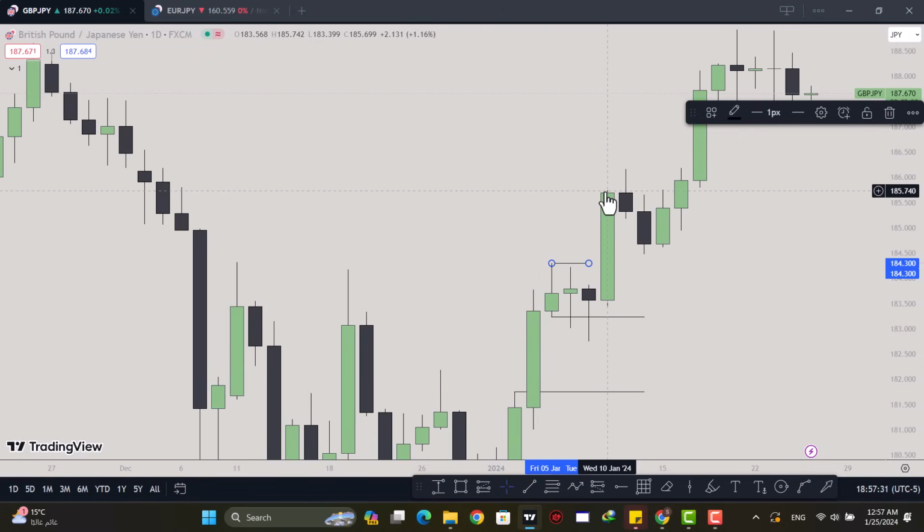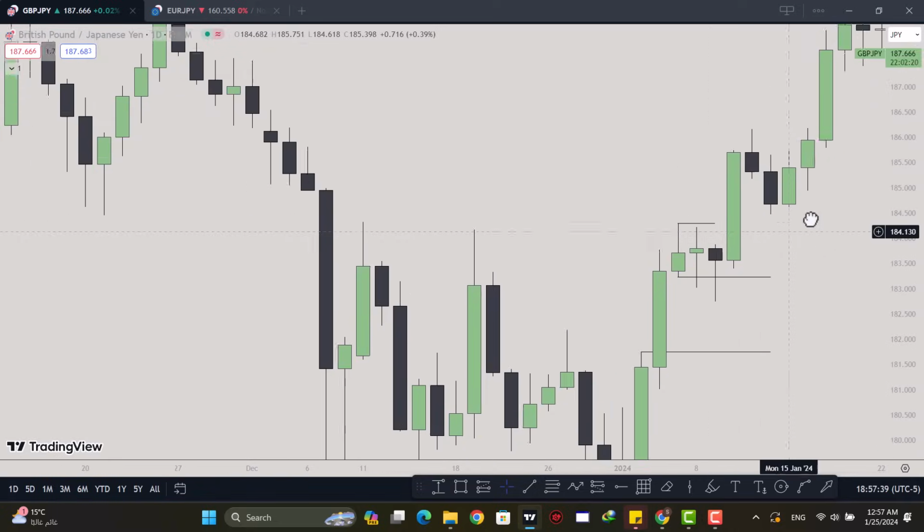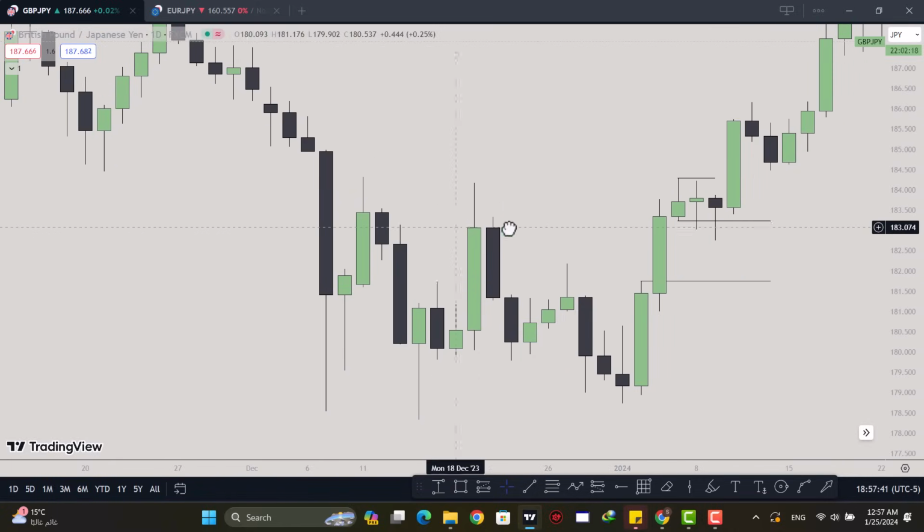So after that, what happened? Of course, a pullback, expansion, pullback. This is not valid. This is not a valid example. We have another example just here.